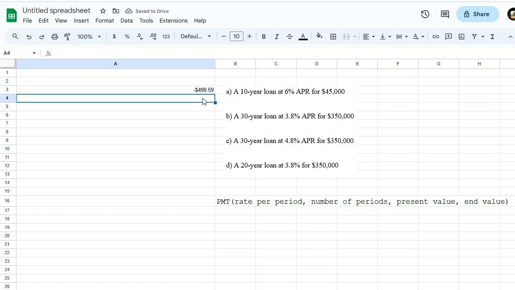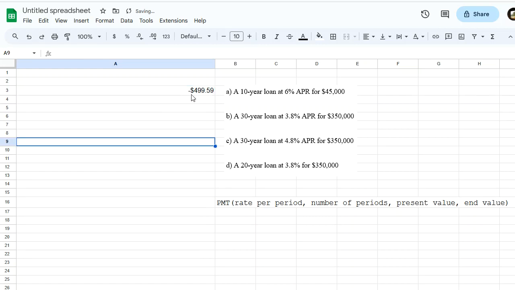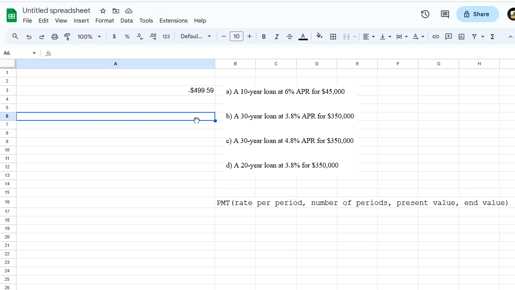All right, so the monthly payment is $499.59. And that would be showing as a negative because it's going to be a payment. All right, let's try it for this one. So we're going to say equals PMT. I guess you don't have to capitalize it. It's fine.